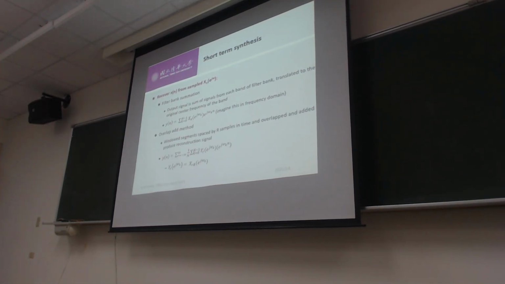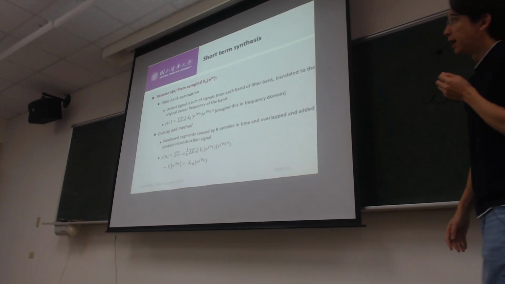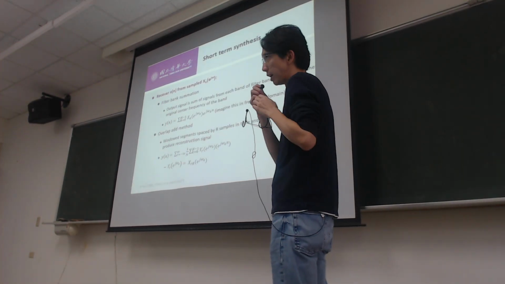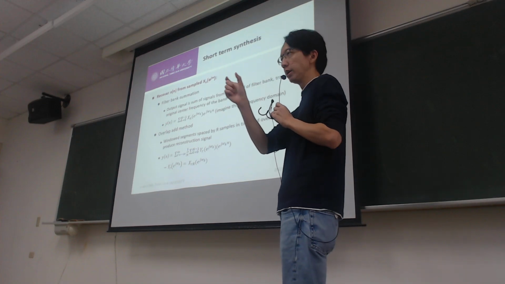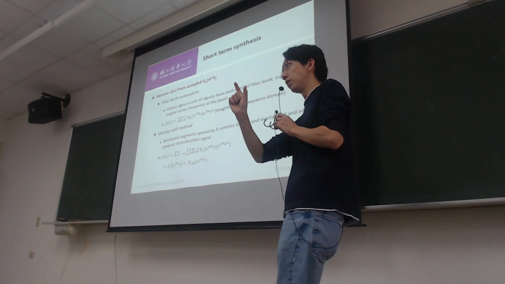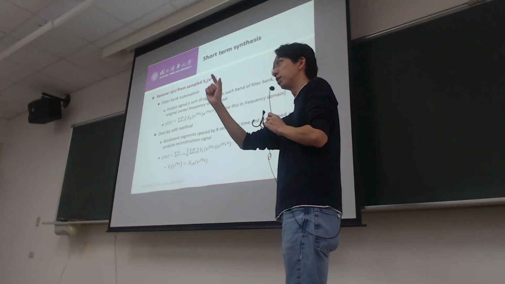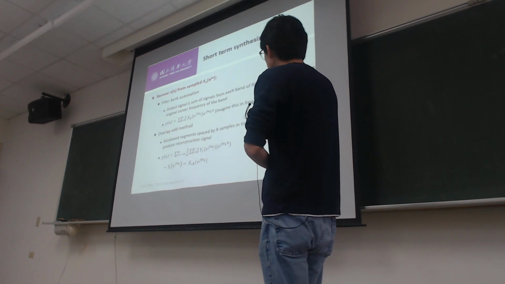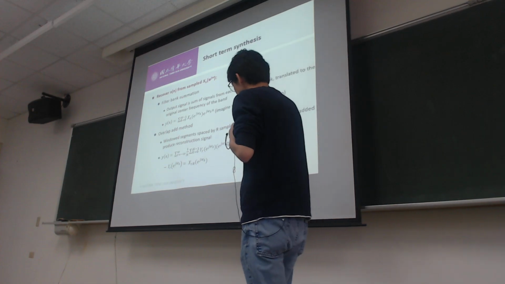Let's look at another method, called the overlap and add method. You have a window segment spaced by R samples. Every window segment, you slide by R samples to another one, then R samples to another one, and so on. The window segments are spread by R samples in time, overlapped and added to produce a reconstructed signal.